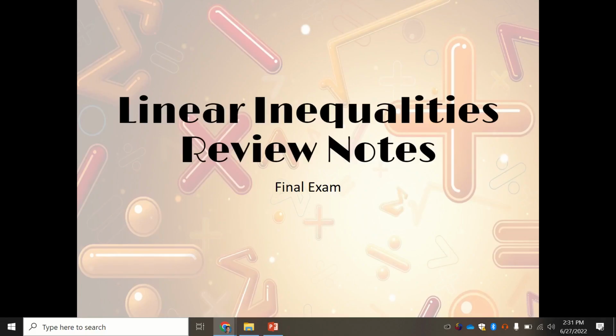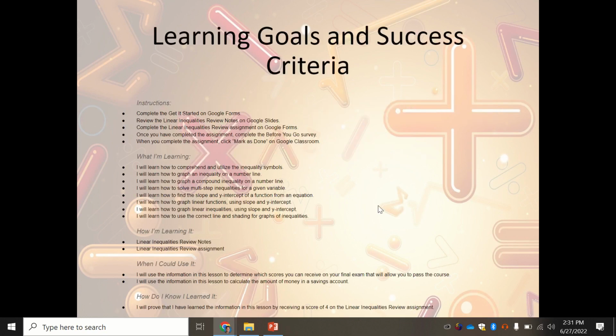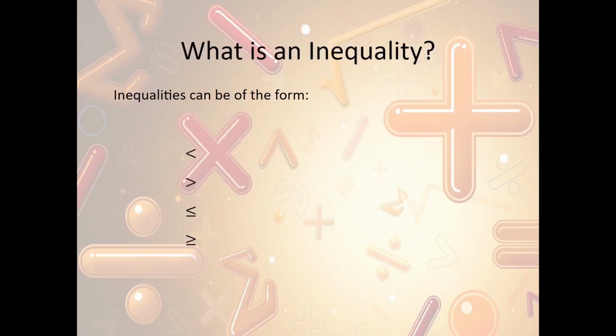Let's take a look now at the Linear Inequalities Review Notes. The notes begin with the learning goals and success criteria. Now, what is an inequality? An inequality can be of any of these forms. This symbol, this one here, looks like an arrow going this direction, an arrow going this direction. And then we have the arrows with the little bars underneath. And what do these mean?